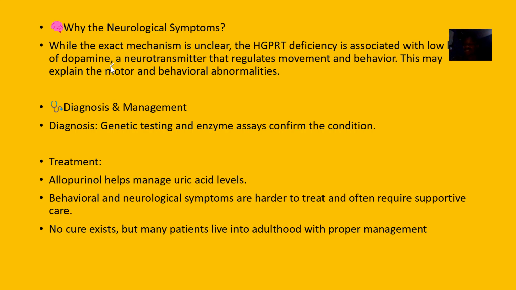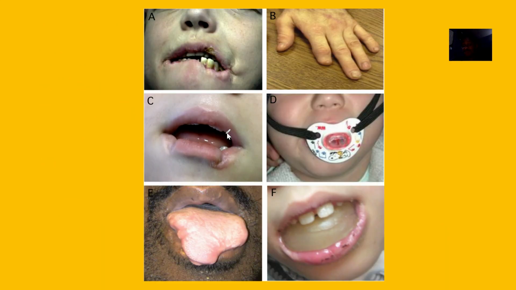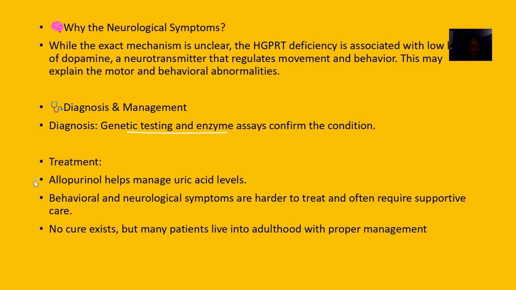So you can now be thinking that if I replace dopamine in a patient that has these issues, it should serve to reduce them. So diagnosis is genetic testing, enzyme assays. Of course, you are also looking out for clinical symptoms where you are seeing a patient that is injuring themselves like this. Okay, so treatment is allopurinol because I want to manage uric acid levels.